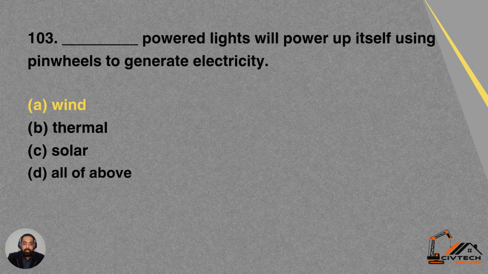Wind powered lights will power up themselves using pinwheels to generate electricity. So A is the correct answer.